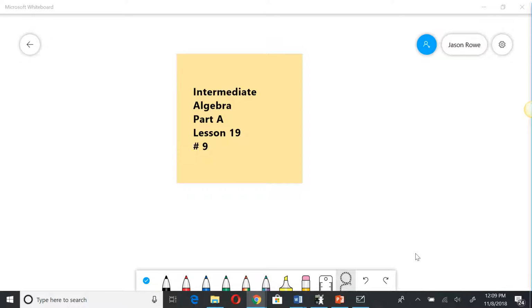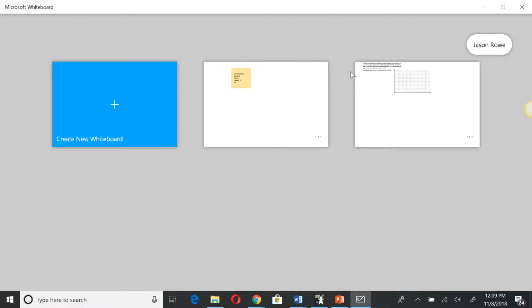This is Mr. Rowe. We're taking a look at Intermediate Algebra Part A. This is Lesson 19. We're going to look at number 9. This is the word problem about breakfast. So let's take a look at a similar example.